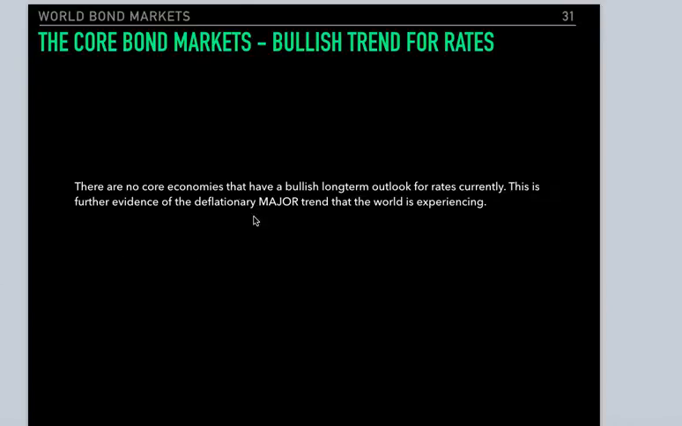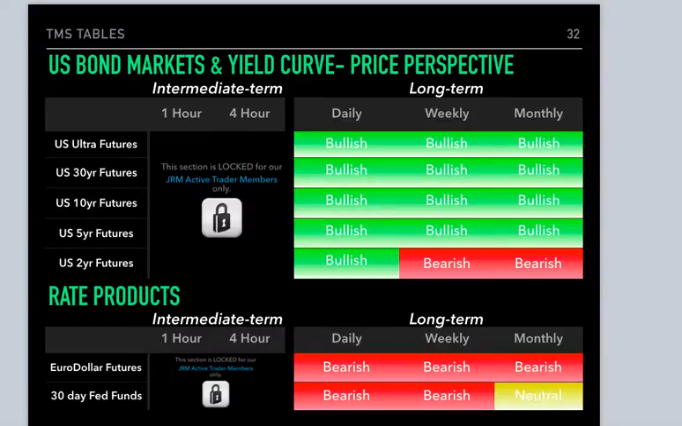So we have no core bond markets or bullish trends as far as rate perspective. And then there's something else I call TMS. You guys hear me talk a lot about that. That's how I identify the true trend. And so here we're looking at the yield curve. US bonds gives you an idea of the yield curve without actually looking at a yield curve chart. And this is just based on price.